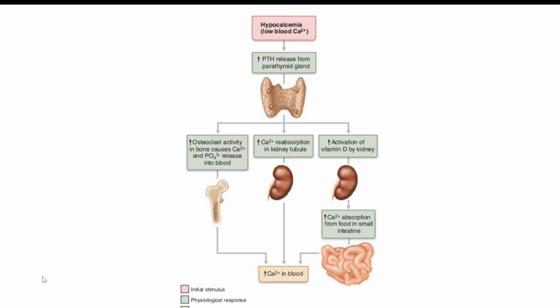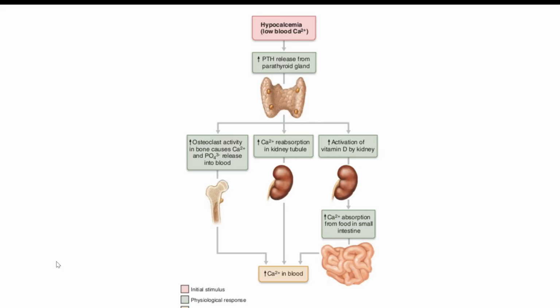It also enhances reabsorption of calcium in the kidney tubules. And finally, it promotes the activation of vitamin D, thereby increasing absorption of calcium by the intestinal mucosal cells. Vitamin D is required for the absorption of calcium from food, but first the kidneys must convert it to its active vitamin D3 form. PTH stimulates this transformation.